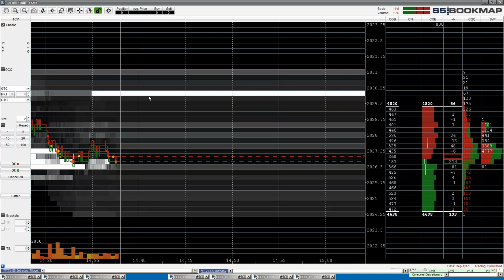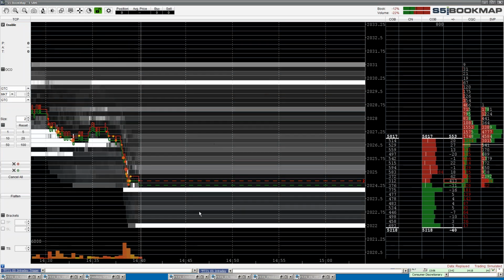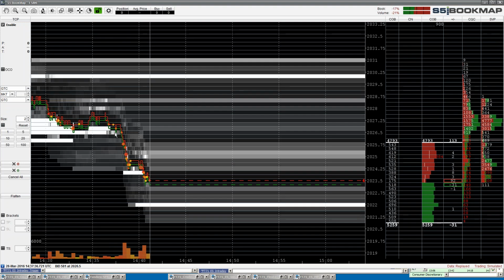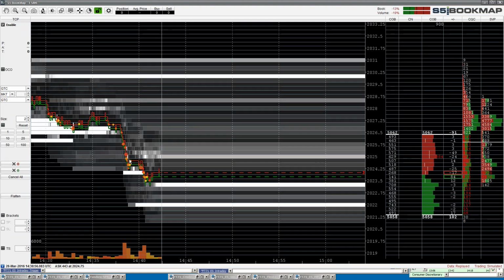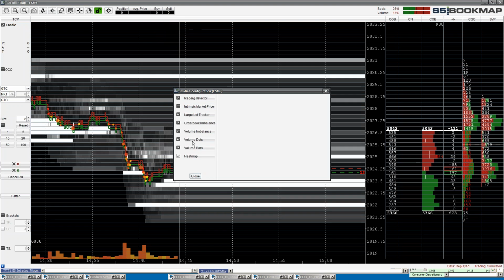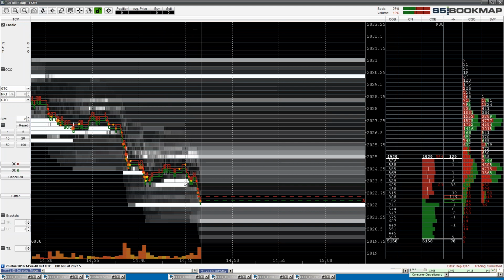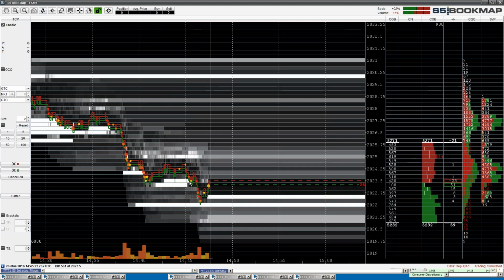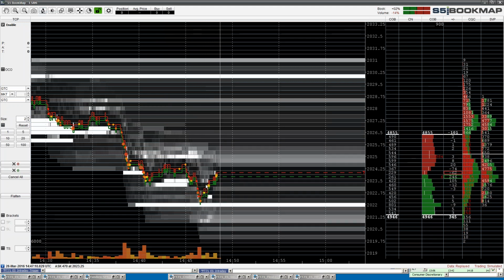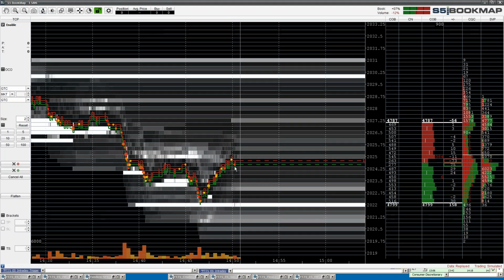What you see here, the very bright white bands are bands of liquidity. The orange circles are size hitting the bid. The size is set to 325 right now, so it doesn't show me anything that's below 325. It does count it, but it doesn't show it. So it could be a bunch of one lots or whatever.